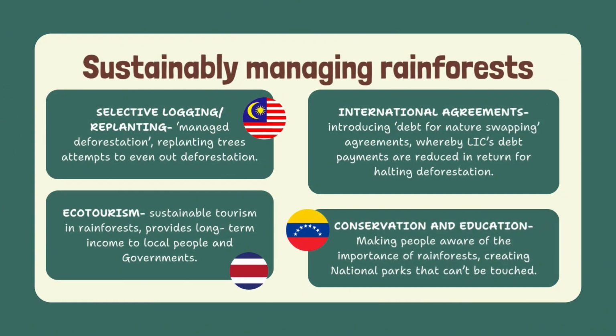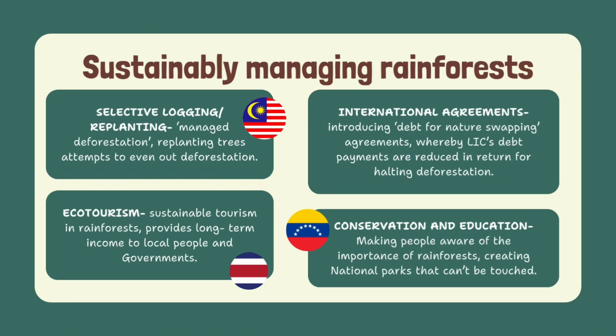How can we sustainably manage rainforests? Well, we can replant trees or selectively deforest them, also called managed deforestation. Malaysia has been implementing this. Ecotourism. Sustainable tourism in rainforests can benefit the area, providing long-term income to local people and governments, such as in Costa Rica.